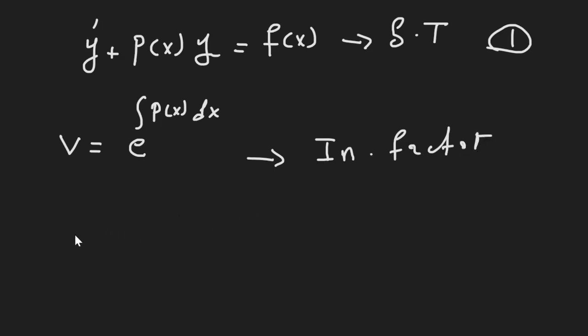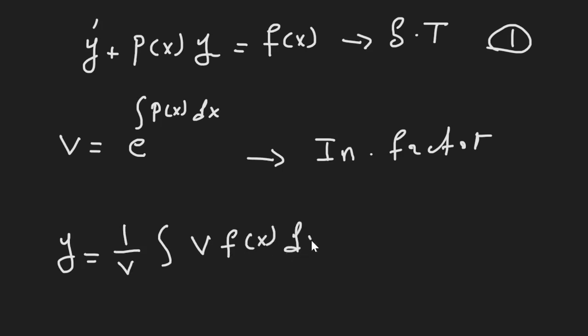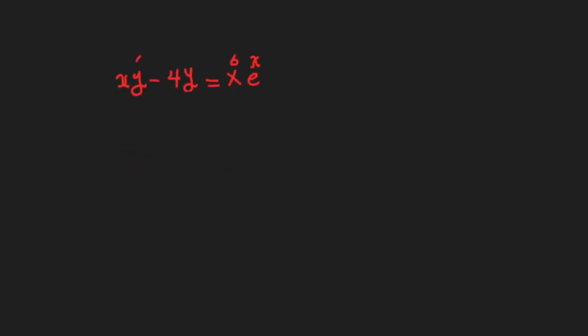Now your third equation is basically your general solution, which is the final answer, which is y equals 1 over v integral v f of x dx plus c over v. Now you need to be familiar with these three equations. The first thing you need to do is to set your equation in this form, second, you need to find the integrating factor, and finally you need to write your general solution. So let's go ahead and start our first example.